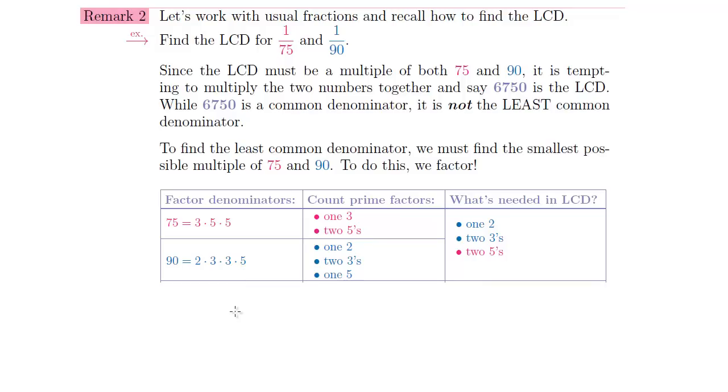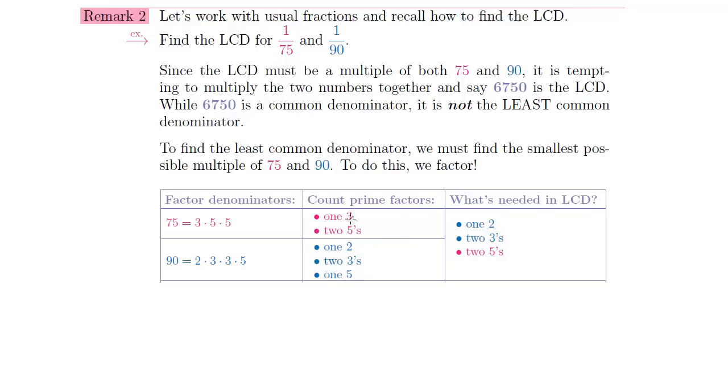After you factor your denominator, the second step is you want to count your prime factors. Count how many times each prime factor appears in your factorization. So for 75, notice there's 1 3 and 2 5s. For 90, notice there's 1 2, 2 3s, and 1 5. Now, to find the LCD, you have to include the greatest number of any specific prime factor. Now, what does that mean?